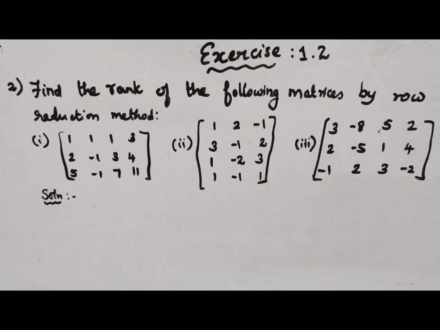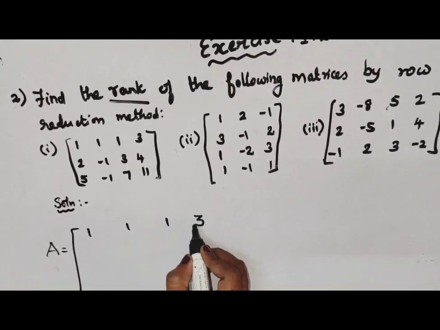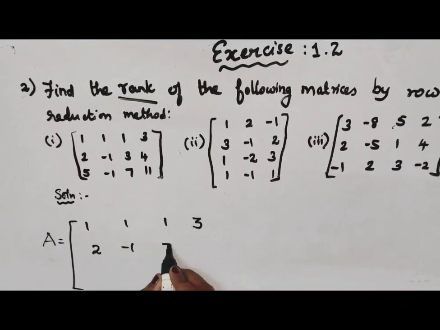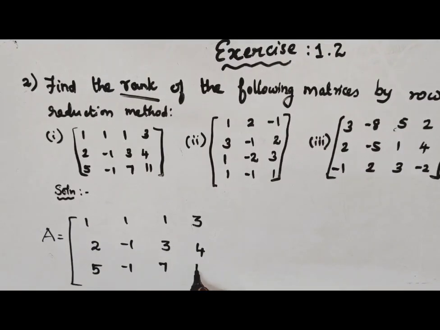In this video, we are going to solve problem number 2 from exercise 1.2. We have to find the rank for the following matrices using a row reduction method. So first I'll consider the given matrix as A: 1, 1, 1, 3, 2, minus 1, 3, 4, 5, minus 1, 7, 11.